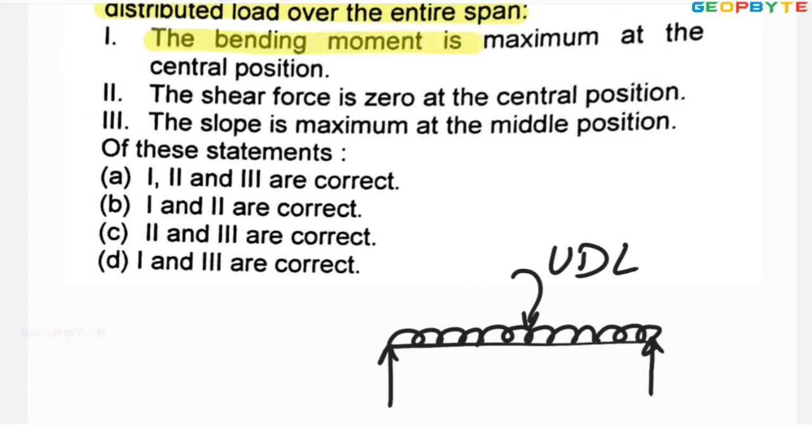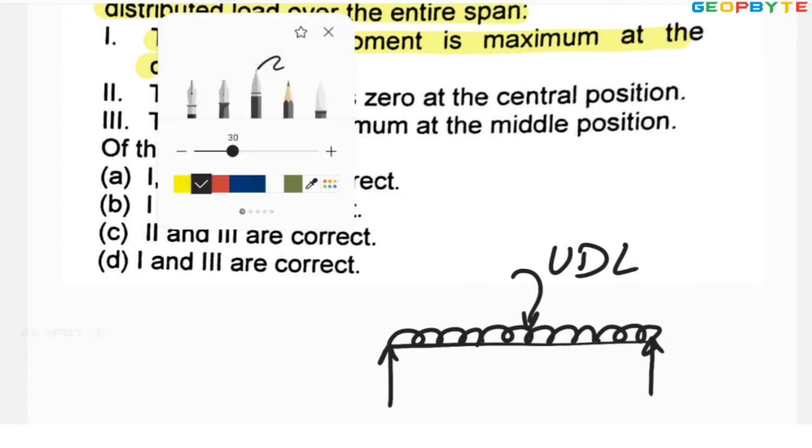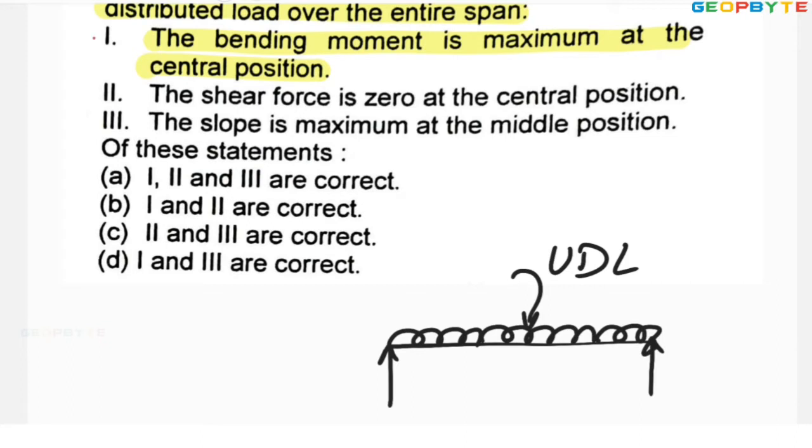Okay. Look at the first statement. The bending moment is maximum at the central position. Absolutely correct. So bending moment is maximum at the central position. The first statement is correct. Second statement, the shear force is 0 at the central position. Absolutely correct. The maximum bending moment is occurring wherever the shear force is 0. The second statement is also correct.